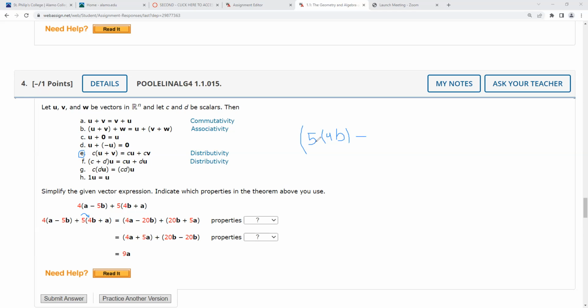Now look at this part. We have one scalar, two scalar, variable. Is that this property? Because scalar and variable, which is the vector. That means it's going to be multiplying these two scalars together. Okay, that means which property? So it's going to be, look, 5 times 4, and here's the B. That means E and G. So you have to choose E and G.